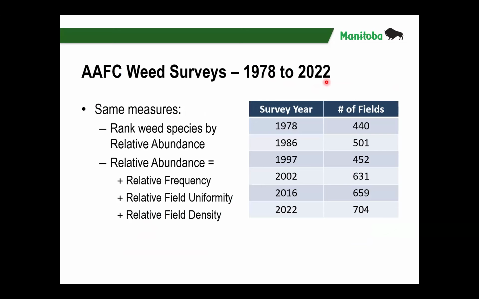Again, we're going to do one in 2026, and then every 5 years after that. So we basically do an abundance survey, and we rank our weed species by relative abundance, which is a combination of relative frequency within the field, relative field uniformity within that field, and density, how many weeds are in that field. You can see over the years we've increased the number of weeds, but we're sitting somewhere between 600 and 700 fields that we survey when we do this survey.